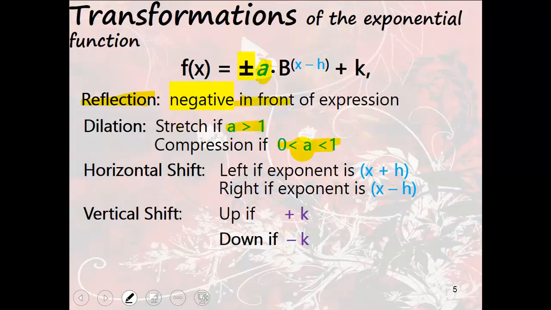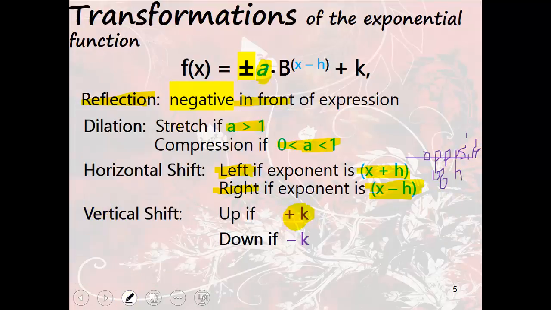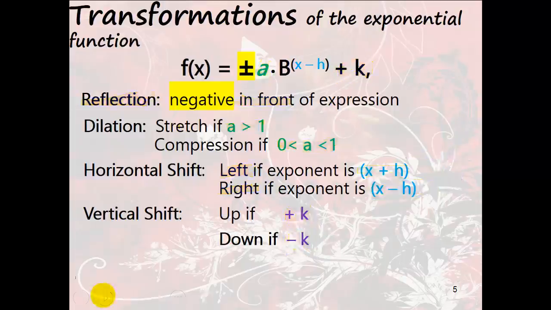Our horizontal shift, if it's x plus h, then it's going to go left. If it's x minus h in the exponent, then it's going to go right. Remember, this moves in the opposite direction of h. Okay? The vertical shift moves in the same direction as k. So if you have a number back here that's positive, it's going to go up. If that number is negative, it's going to go down.